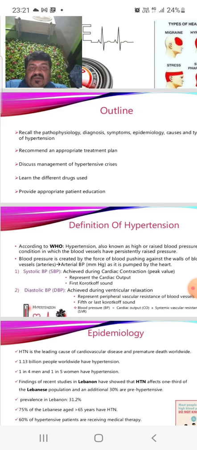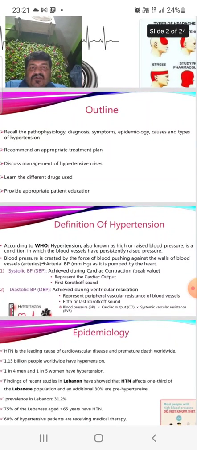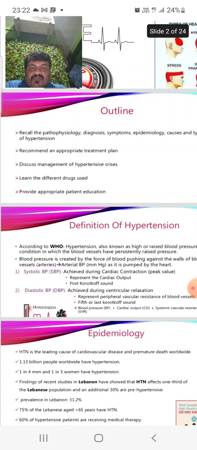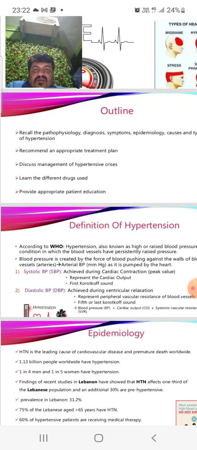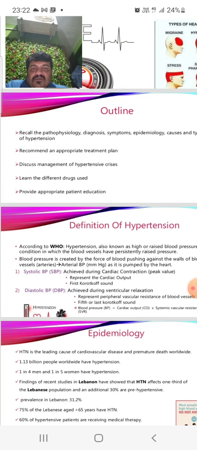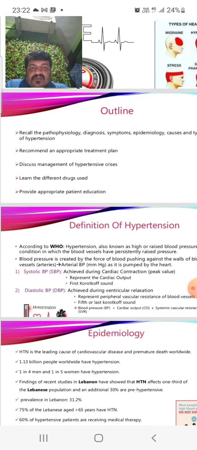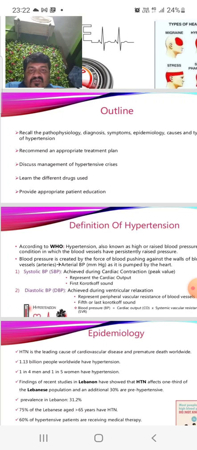Blood pressure is created by the force of blood pushing against the walls of blood vessels, meaning arteries, which leads to arterial blood pressure in millimeters of Hg as it is pumped by the heart. The first one is systolic blood pressure: acute during cardiac contraction, it represents the cardiac output, and it corresponds to the first Korotkoff sound. We are talking about the systolic blood pressure.